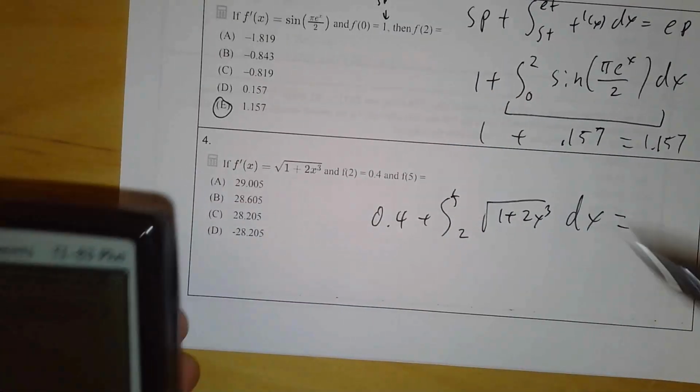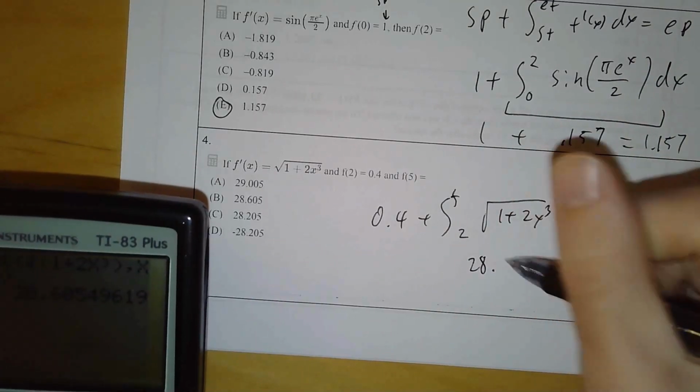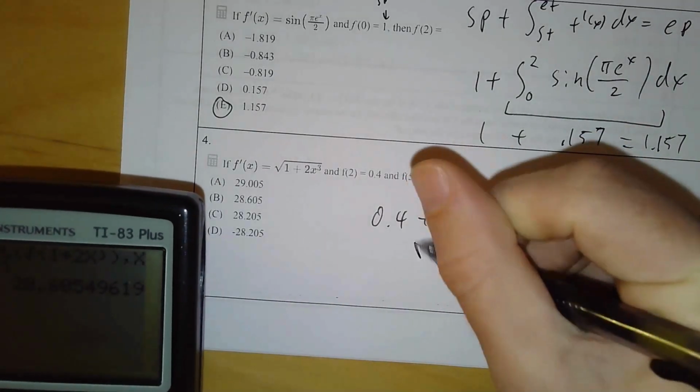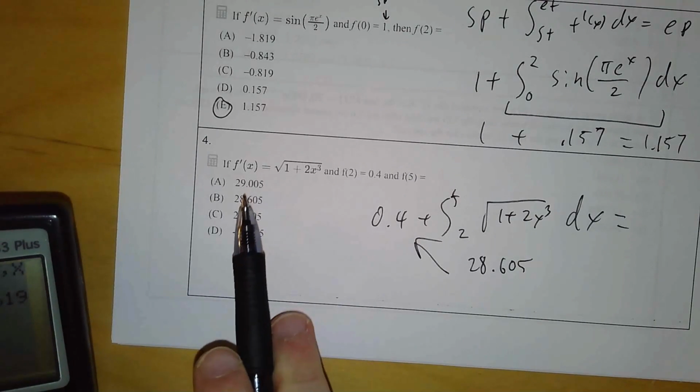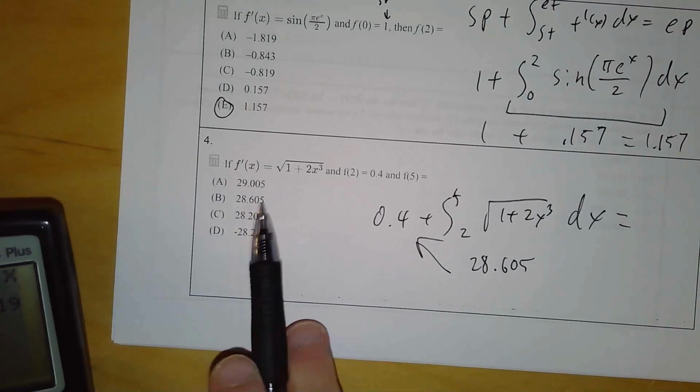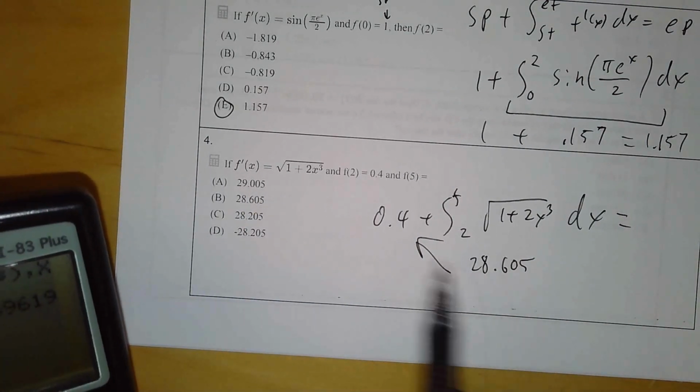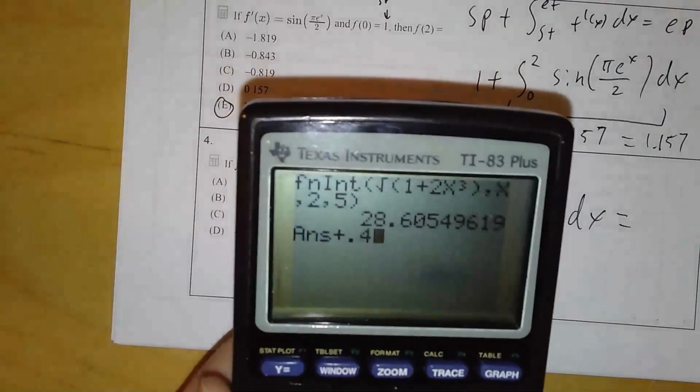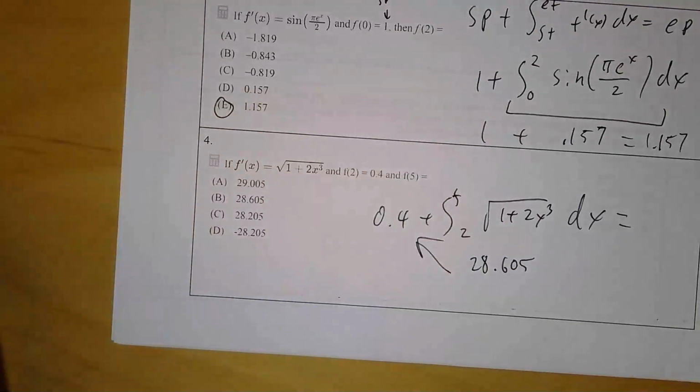28.605. Do not forget to add that initial value. You can see right here, they're trying to trick you. Look, 28.605 is one of the answers. So we, oh my god, I got the right answer. No, you didn't. You didn't add the plus 0.4. So you gotta add plus 0.4, and you get 29.05, which is A.